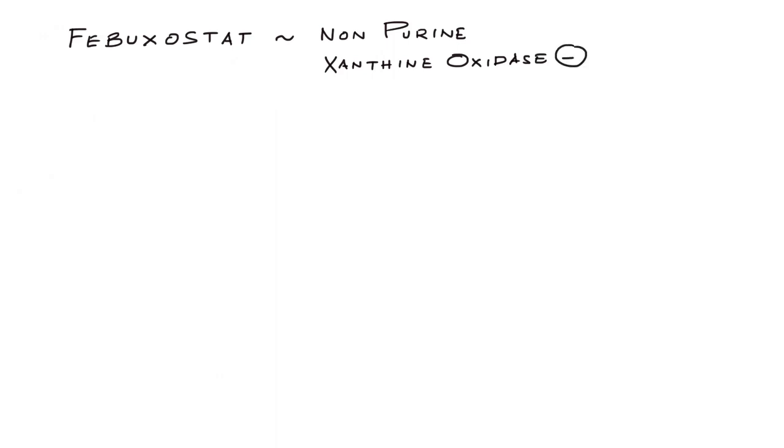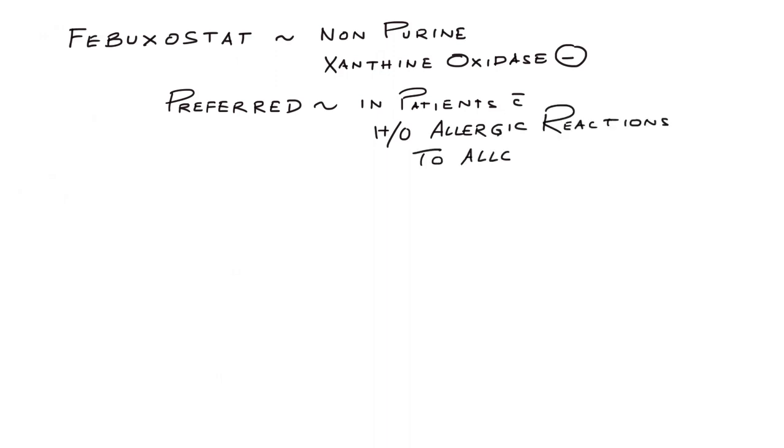Regarding other xanthine oxidase inhibitors, febuxostat is a newer drug. It is a non-purine xanthine oxidase inhibitor, which is preferred in patients who have history of allergic reactions to allopurinol.